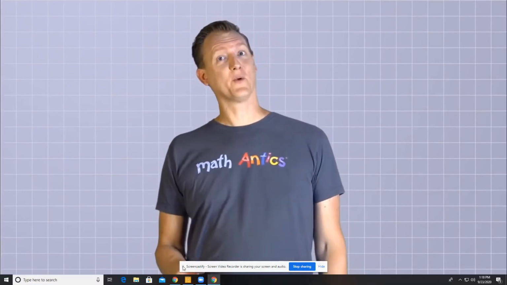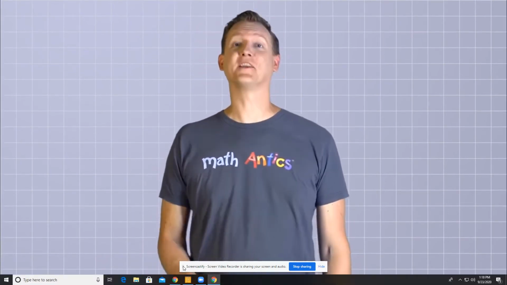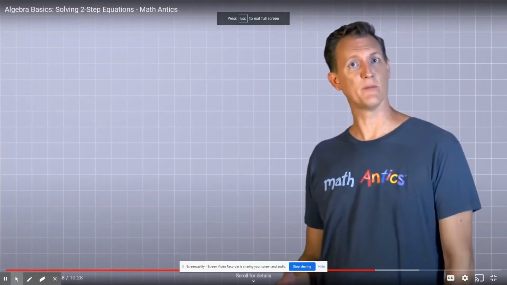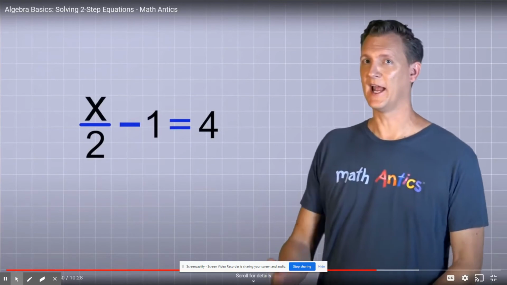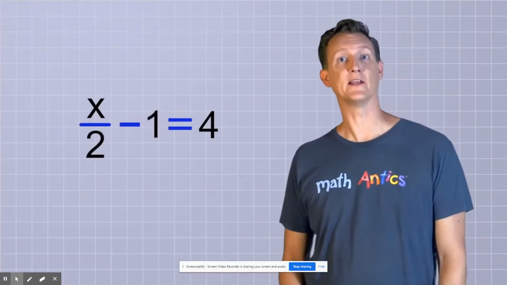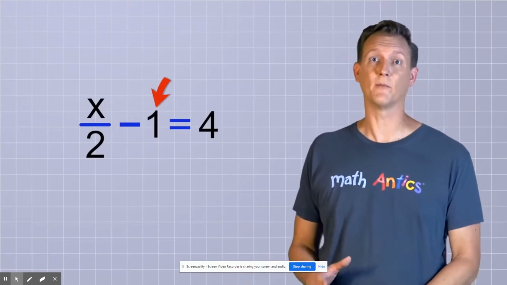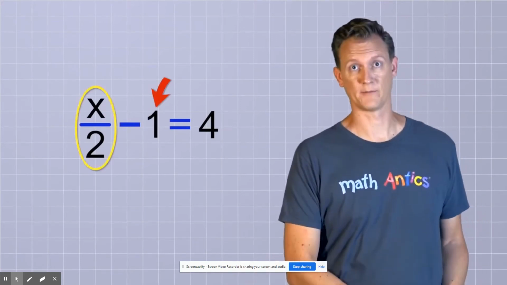But solving two-step equations gets a bit trickier thanks to a little something in math called one more important example. Do you remember the second equation we solved? X over 2 minus 1 equals 4. In this equation, the 1 is being subtracted from the entire x over 2 term.